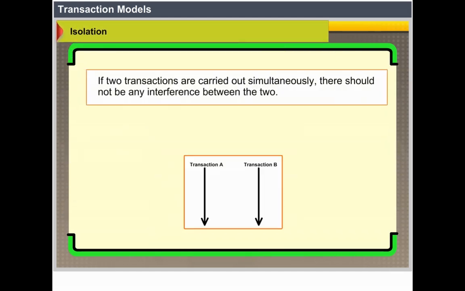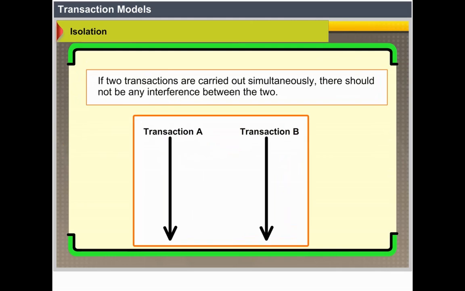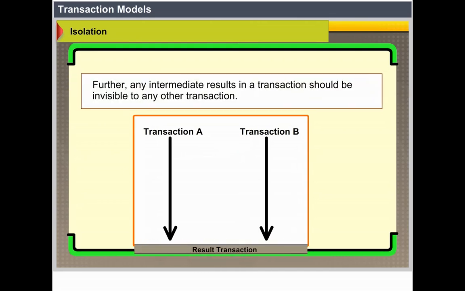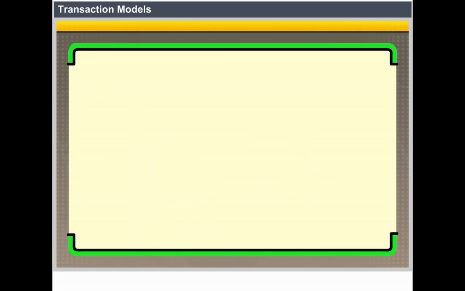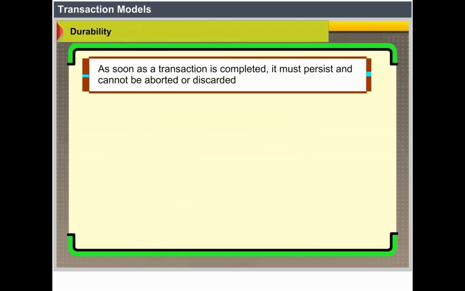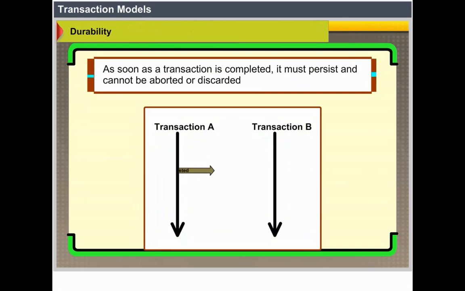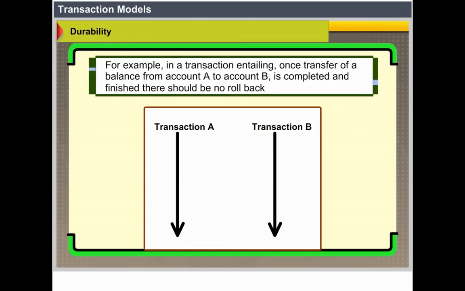Isolation. If two transactions are carried out simultaneously, there should not be any interference between the two. Further, any intermediate results in a transaction should be invisible to any other transaction. Durability. After a transaction is completed, it must persist and cannot be aborted or discarded. For example, in a transaction entailing transfer of a balance from account A to account B, once the transfer is completed and finished, there should be no rollback.